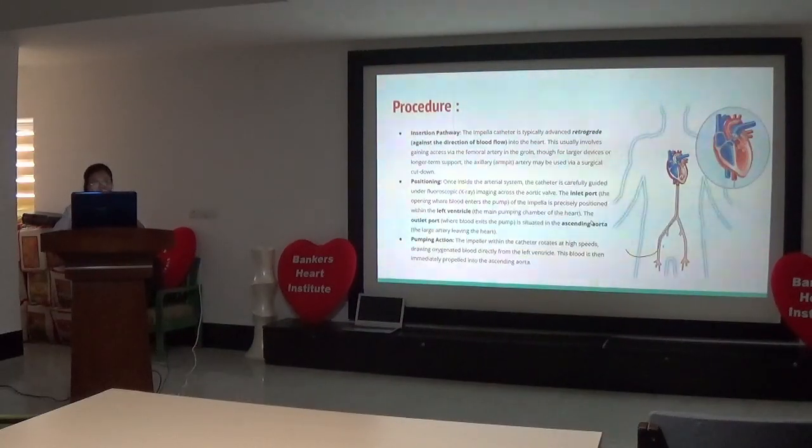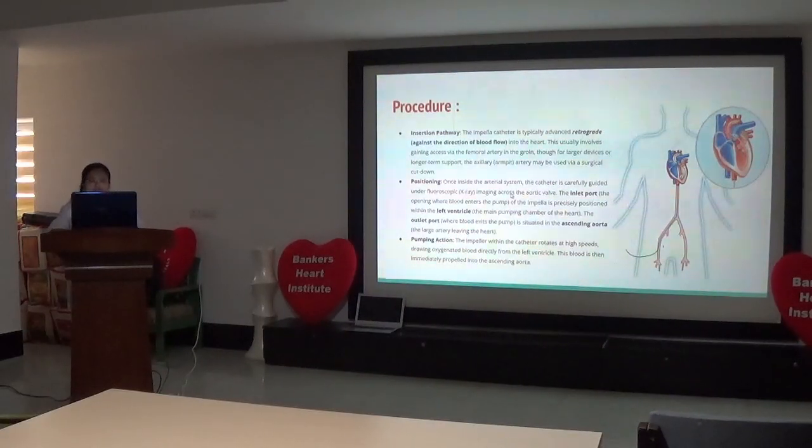Now the procedure: the insertion is through the femoral artery. Depending upon the type of impeller selected, mostly the 2.5 or CP, it requires a 9 French femoral sheath. It is typically advanced retrograde, against the blood flow in the aorta. This usually involves getting access to the femoral artery, and sometimes for the larger impellers, like the 5.5, we need to have a surgical cutdown. In that case, it is through the axillary artery.